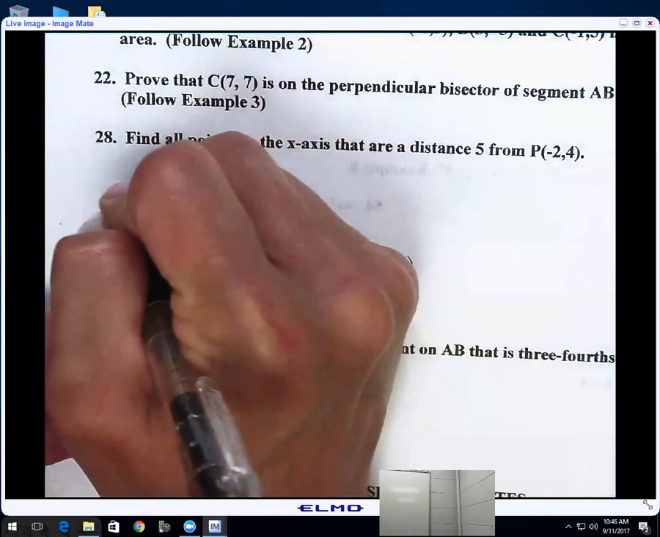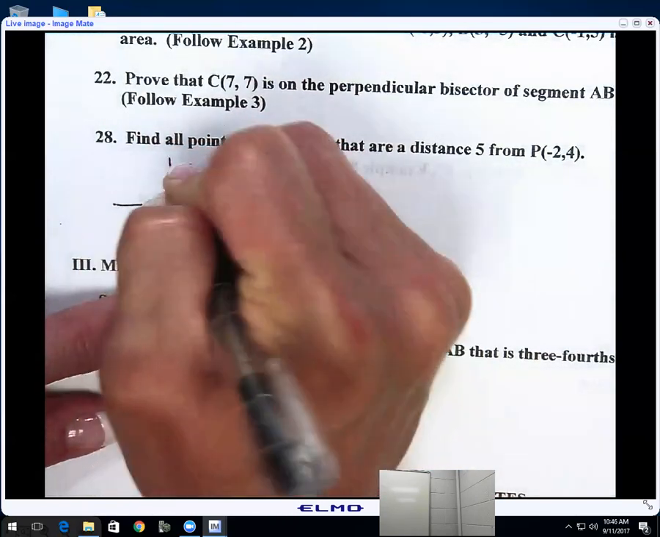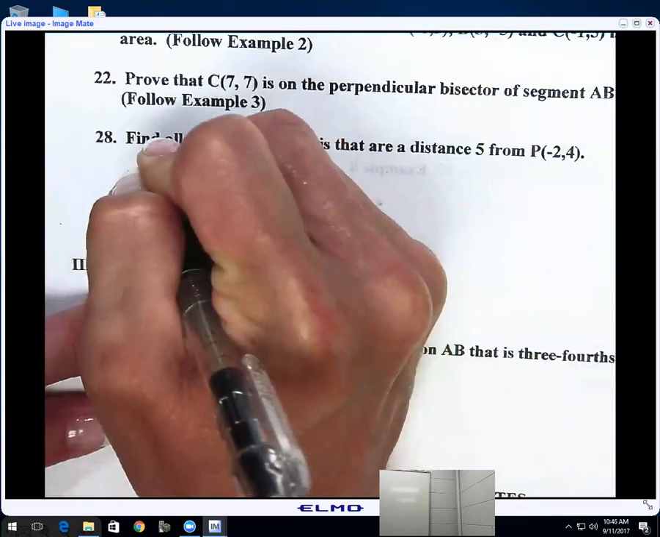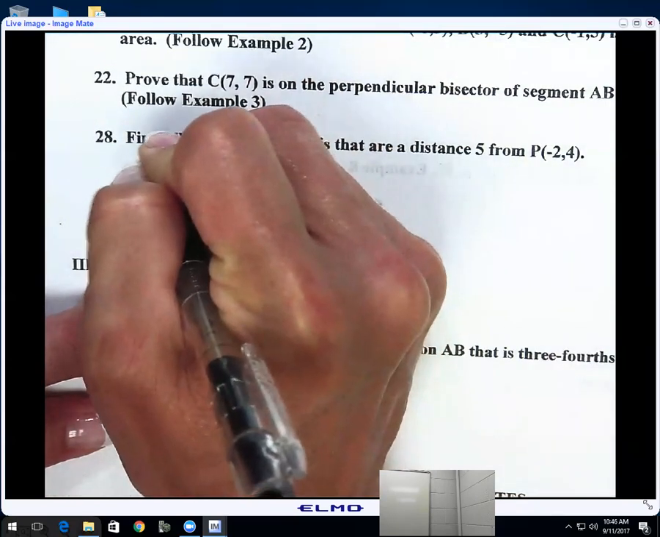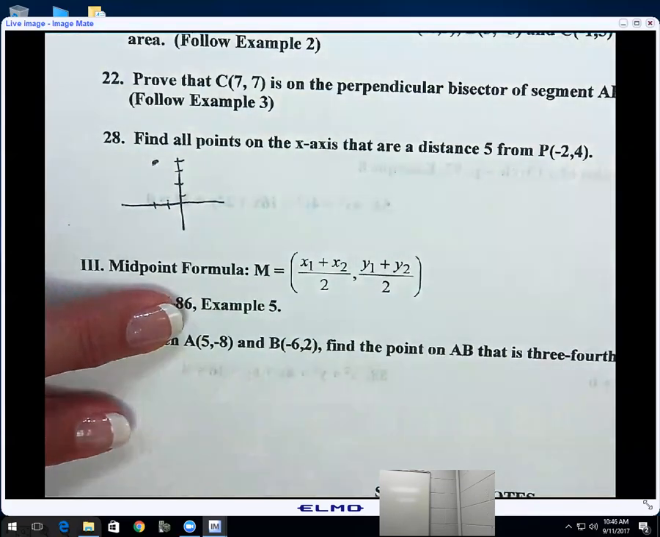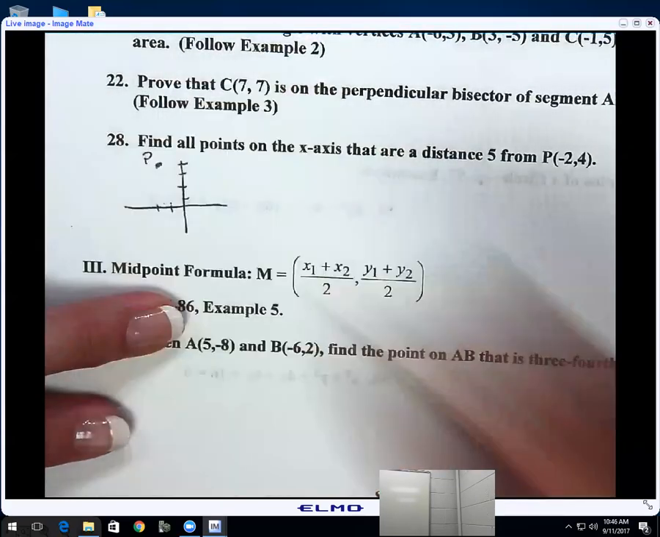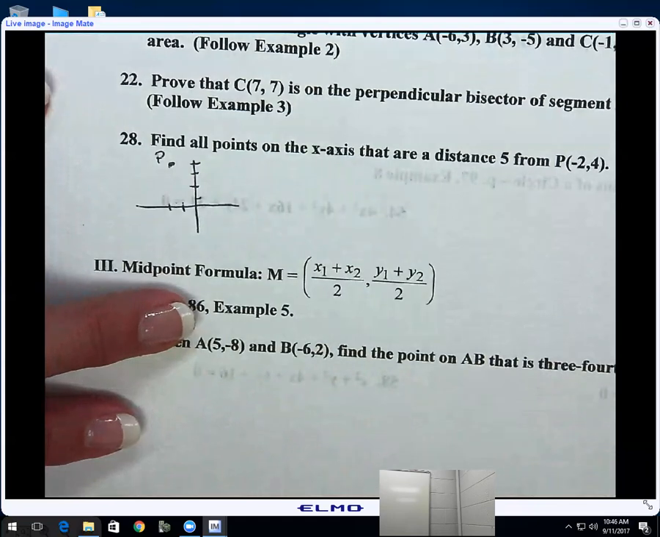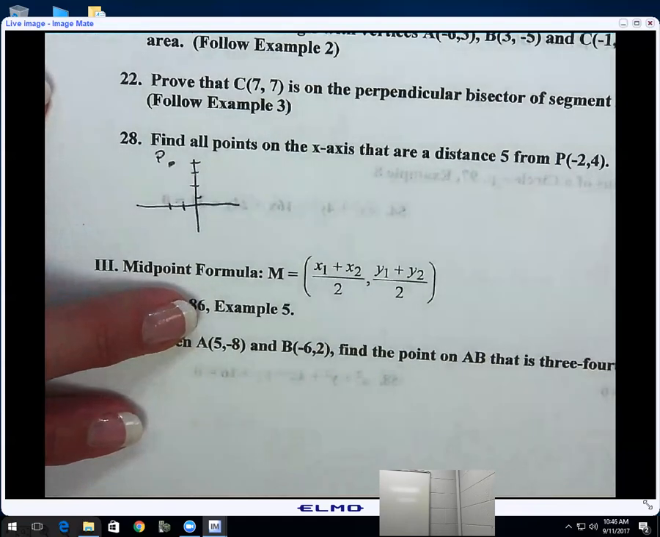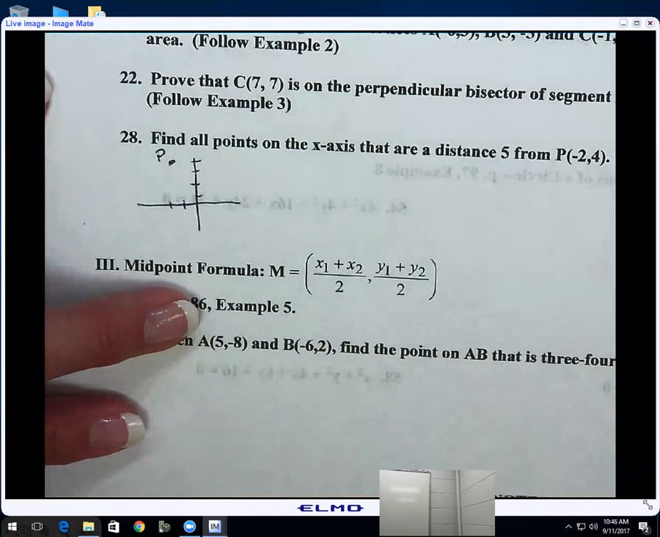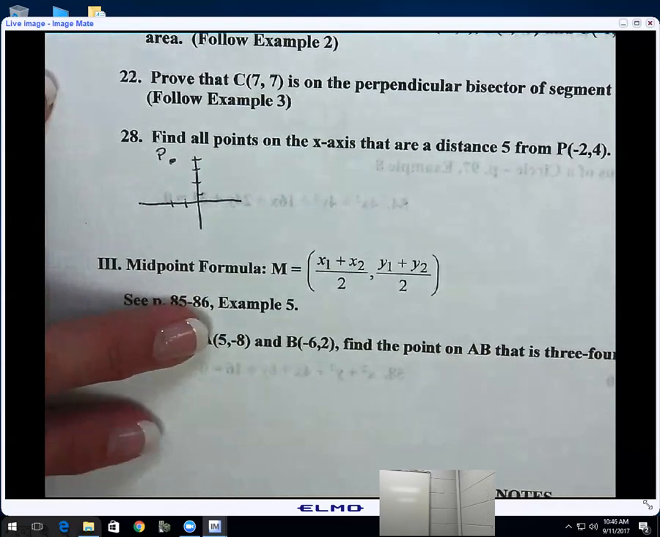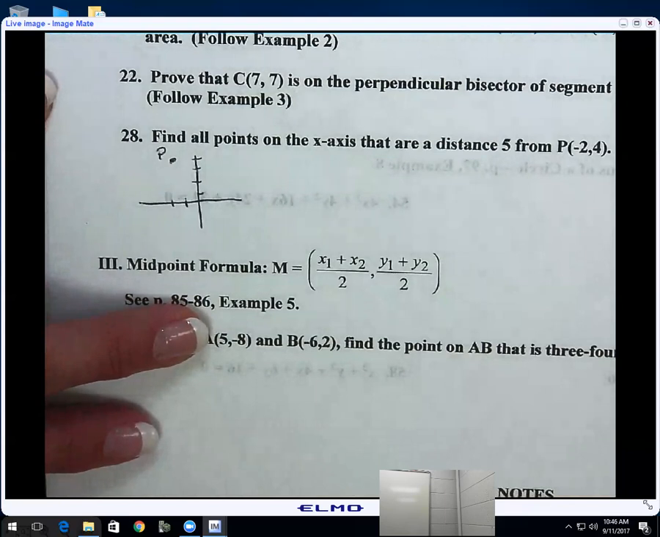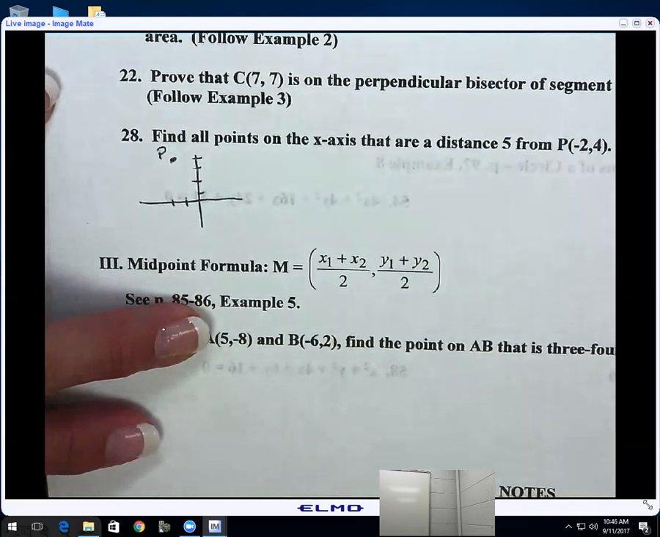The point -2, 4 is about here. I'll give you 1 point on the test for that. I'm kidding, I won't give you anything on the test for that. Can you guess where the points that are 5 units from that point are if they're on the x-axis?